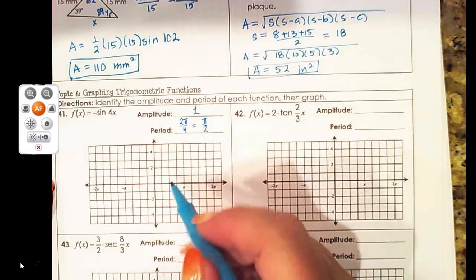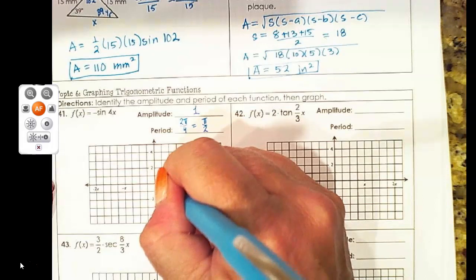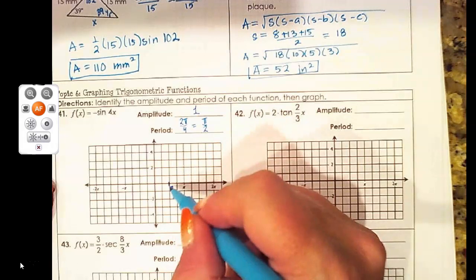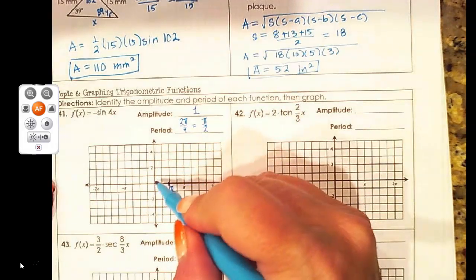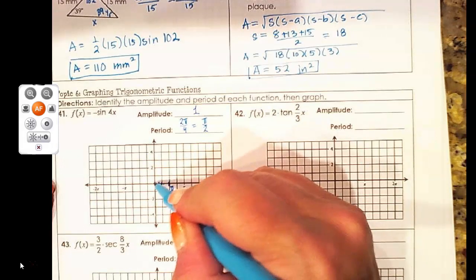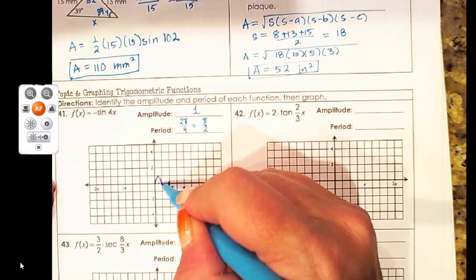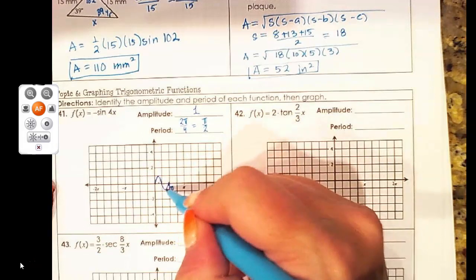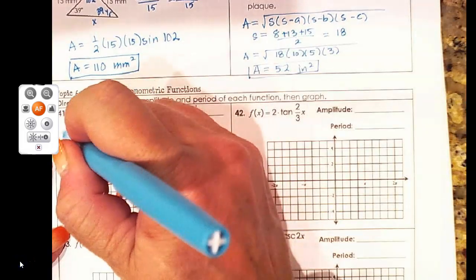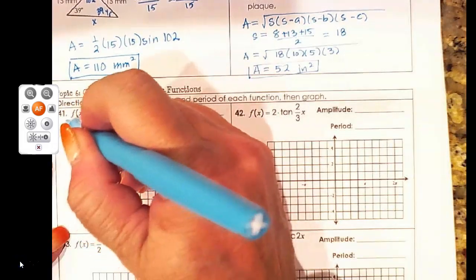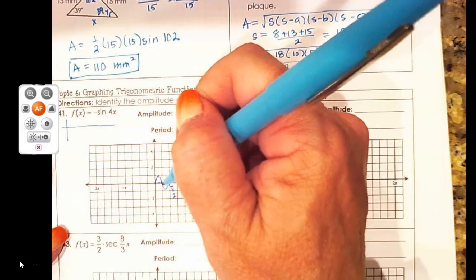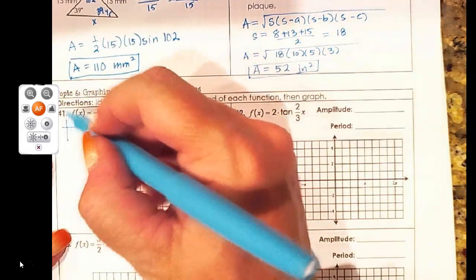So between 0 and pi over 2, I'm going to go through one full cycle. So here's pi over 2. I know that the sine wave goes up, it's back to 0 and down again. So that's what my one full cycle looks like, if I'm doing it the way we did in class. So that's a full cycle of the traditional sine wave, the parent function.